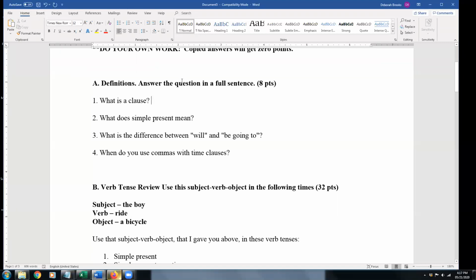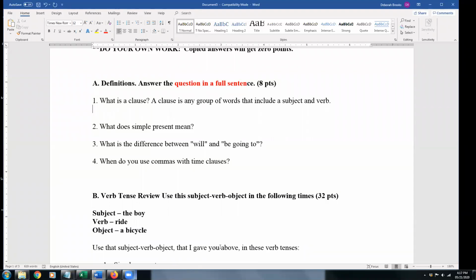So this says, answer the question in a full sentence. A full sentence means you have a subject and verb. So what is a clause? A clause is any group of words that include a subject and verb.